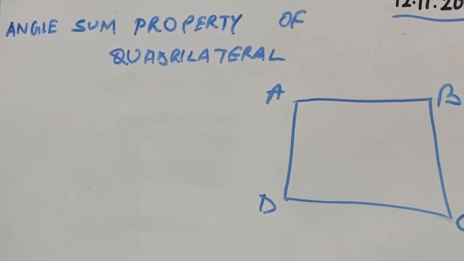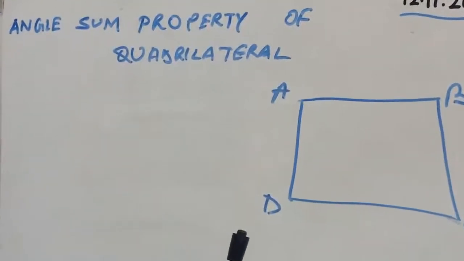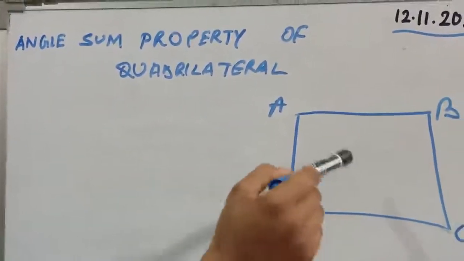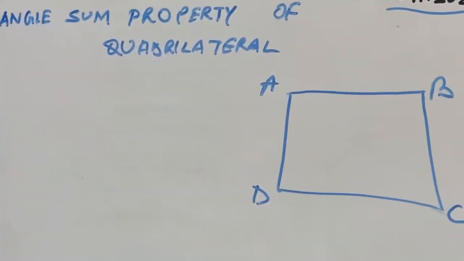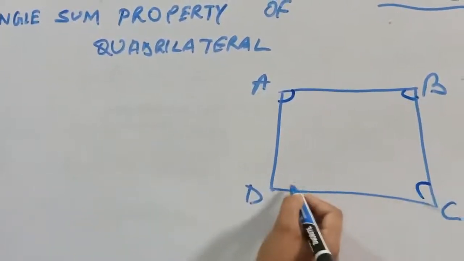Our next property is angle sum property of quadrilateral. Okay. Now what is the angle sum property of quadrilateral? Here we see this is a quadrilateral. ABCD is a quadrilateral. So the four angles are angle A, angle B, angle C and angle D.